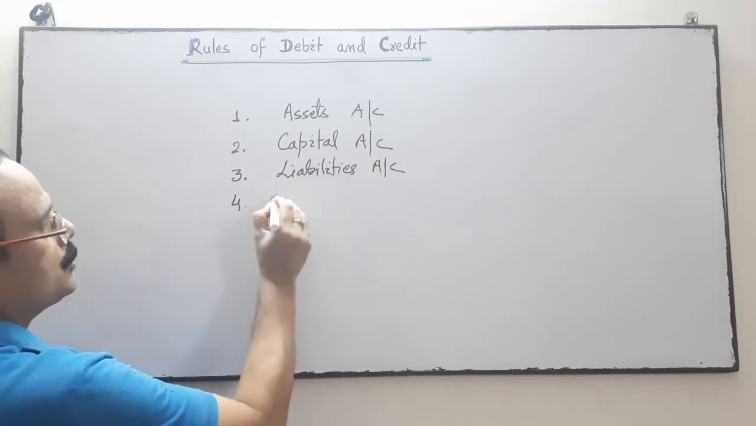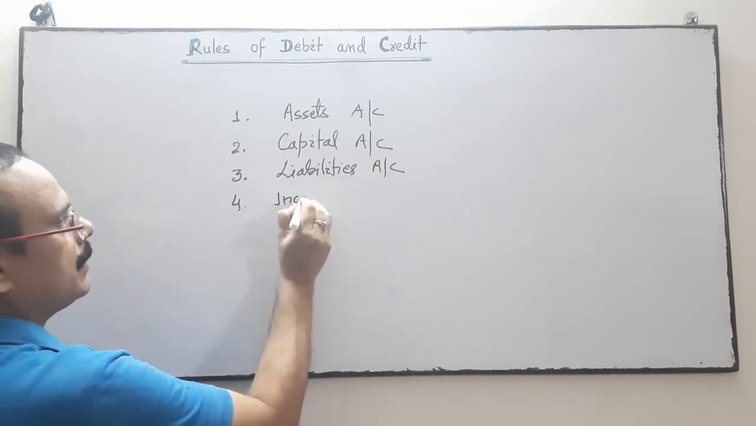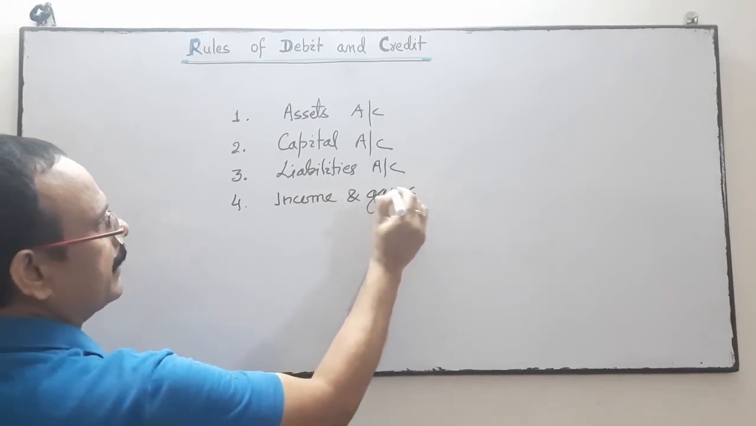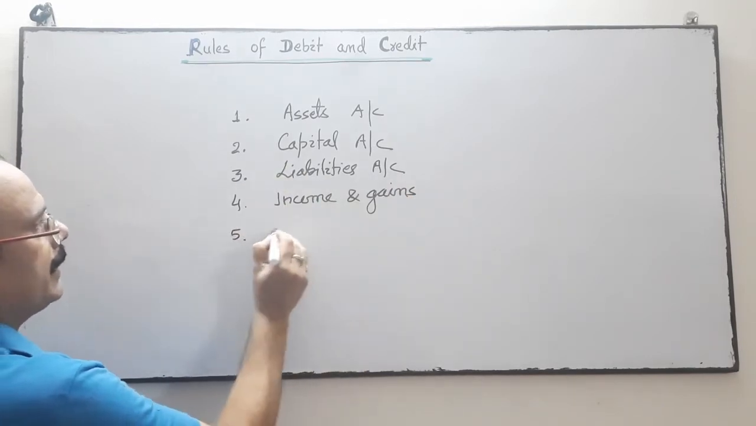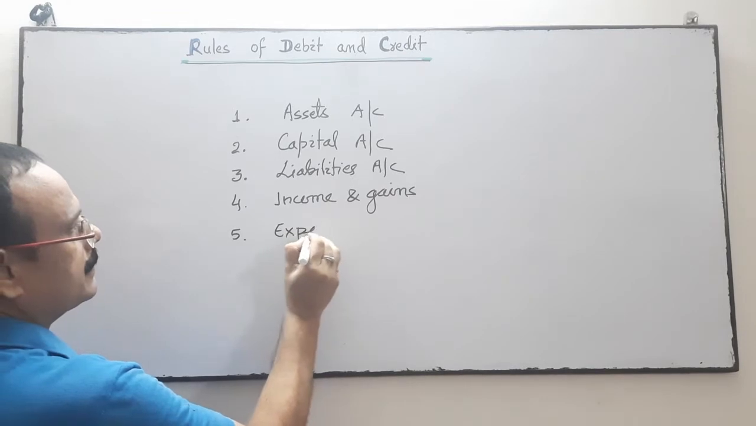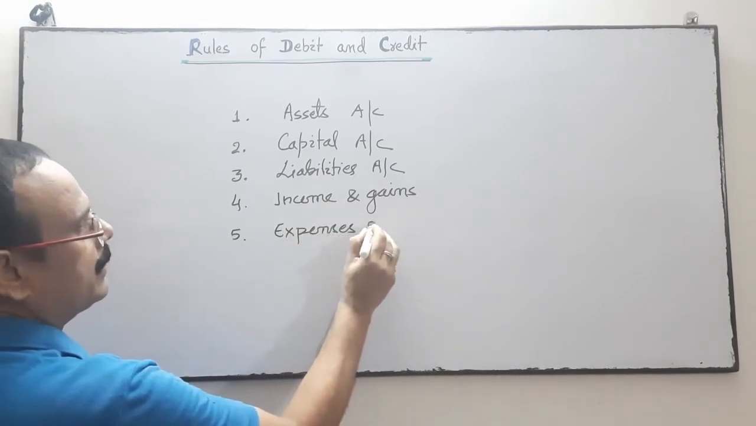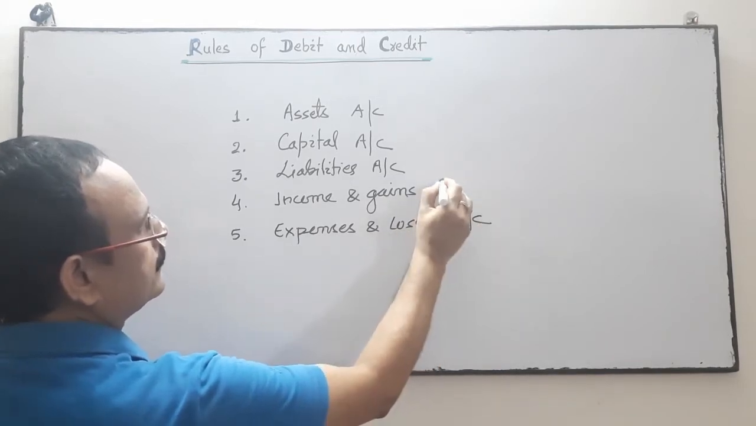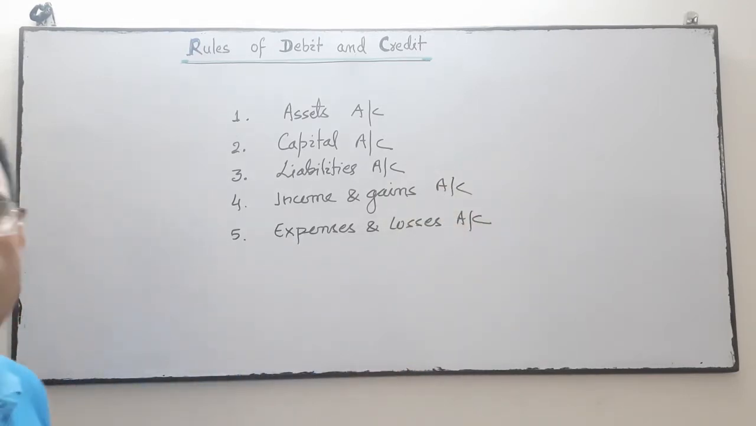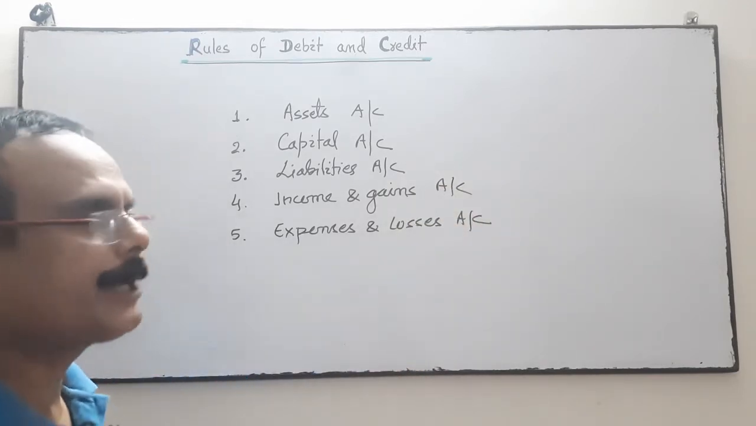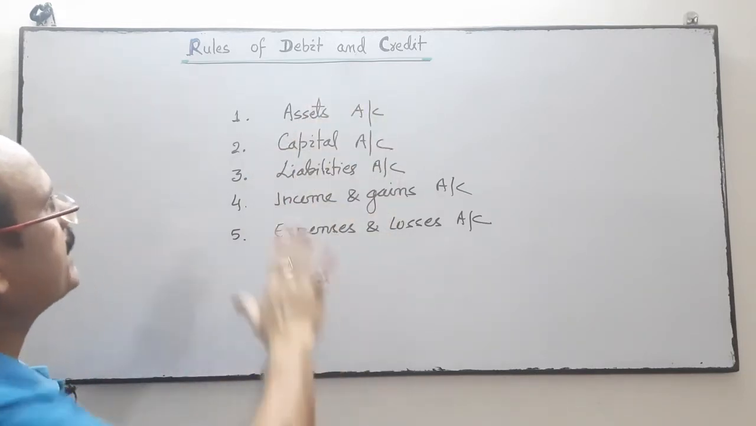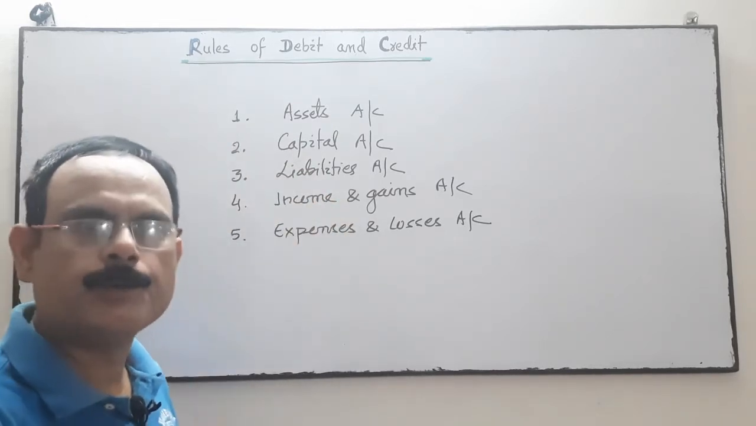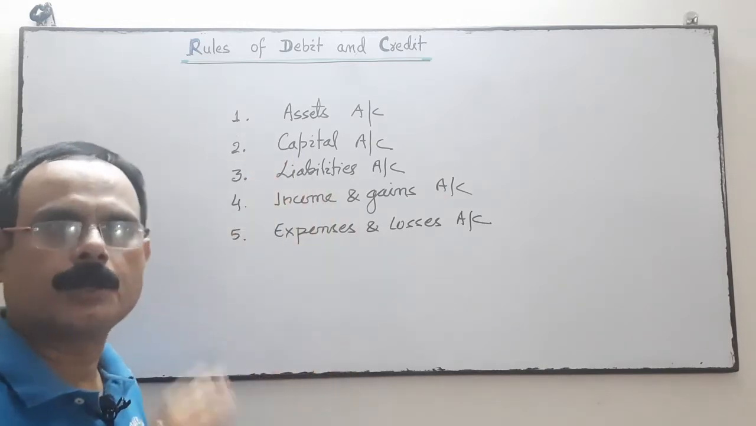Fourth is your income and gains account. Fifth, expenses and losses account. So as per the nature of the account, it is classified into 5 categories: assets, capital, liabilities, incomes and gains, meaning revenue and gains, and expenses and losses.